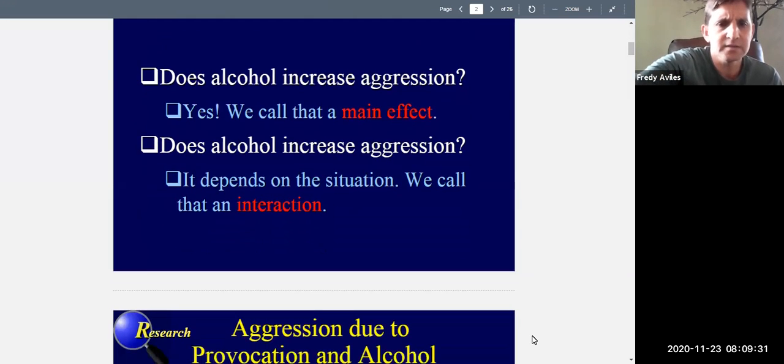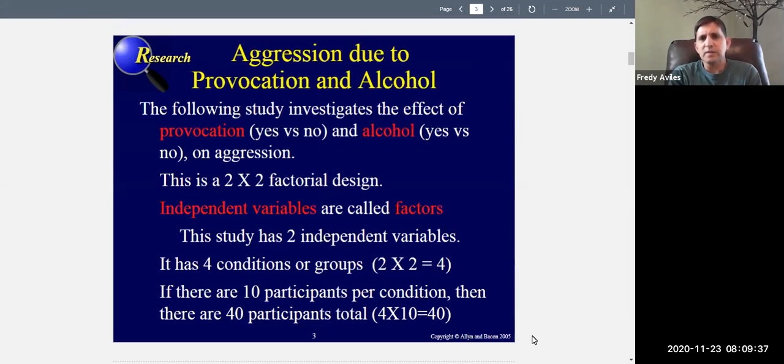Okay, so let's go through one example. Here's one study. It says a study that looks at the effect of aggression due to provocation and alcohol. Let me just tell you what it says there and then I'll explain. It says the following study investigates the effect of provocation, yes, no, on alcohol, yes, no, on aggression. So the study is looking at the effect of provocation and alcohol on aggression.